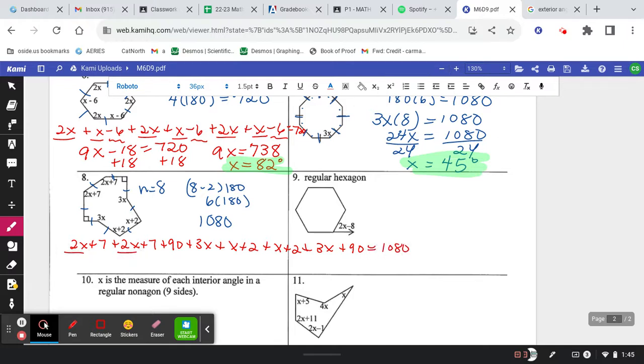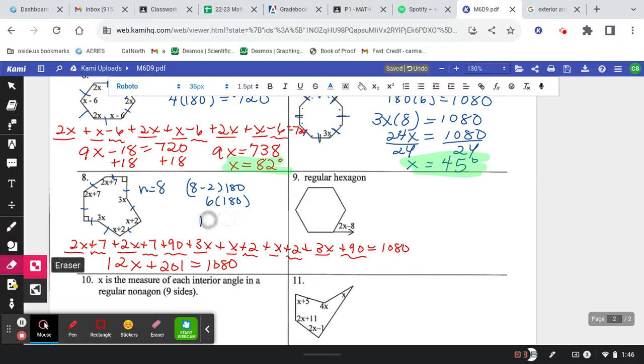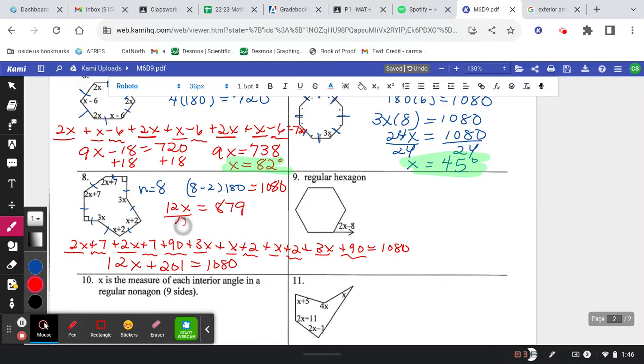Combine like terms. 2, 5, 6, 7, 8, 9, 10, 11, 12 x's. 14 plus 90 plus 2 plus 2 plus 90. So we're going to minus 201. 1080 minus 201, oops, it's just nice, equals 73.25 degrees.